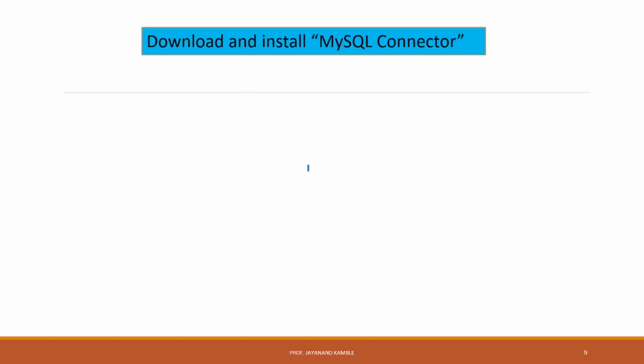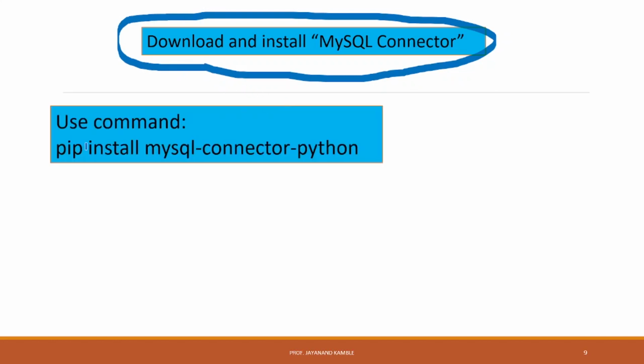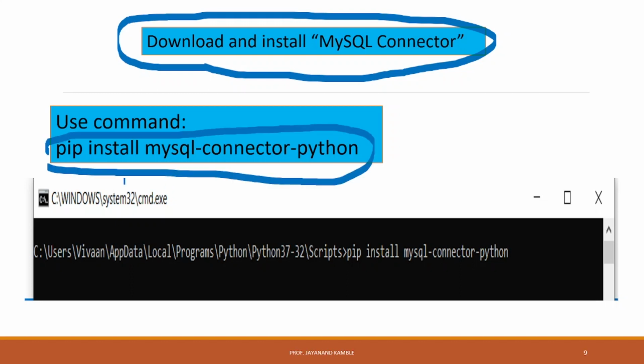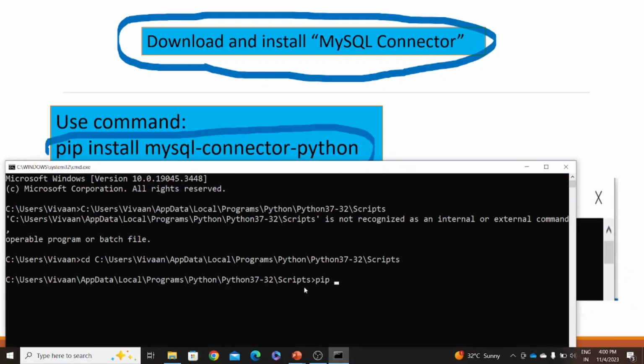So what do we need to do now? We need to download and install the MySQL connector. That means to do the MySQL connectivity, we need the MySQL connector. How to do this? By using the command pip install mysql-connector-python, we are going to install the MySQL connector. Let's open the command prompt. Let me arrange it. So: pip install mysql-connector-python.